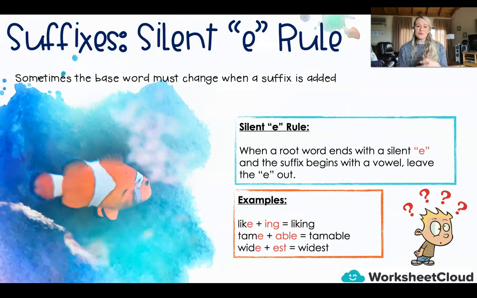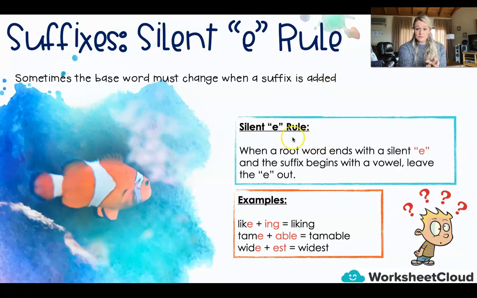Okay. Now we talk about the silent E rule. Now this particular rule goes hand in hand with the suffix, and this rule is important because it refers to the spelling. Remember what I said to you, that it is important to know about root words because it does help us in the spelling of the entire word when we have added prefixes and suffixes. Well, here is that rule in play where we call it the silent E rule. So sometimes the base word or the root word must change when a suffix is added and the spelling of that word changes. And this is what we call the silent E rule.